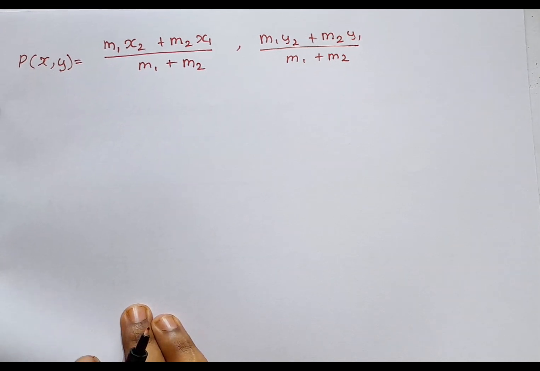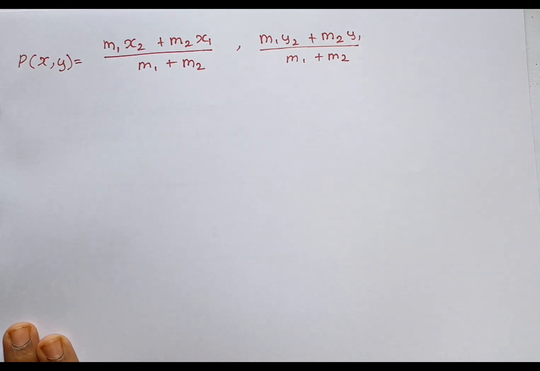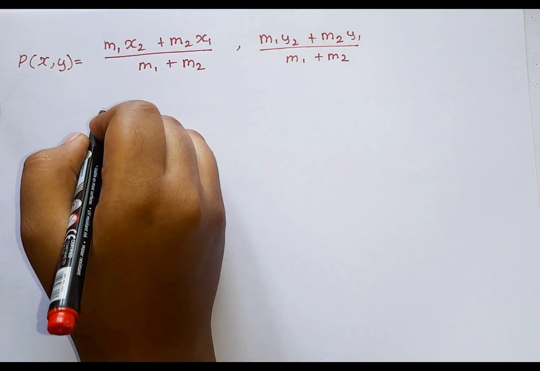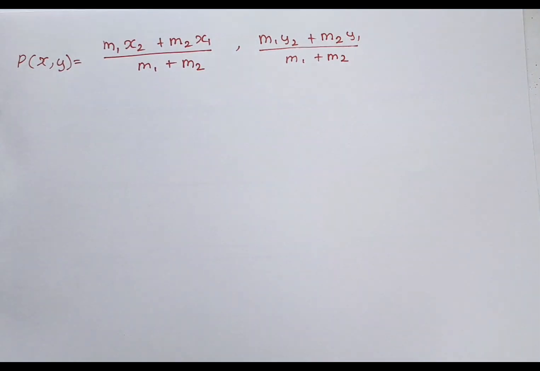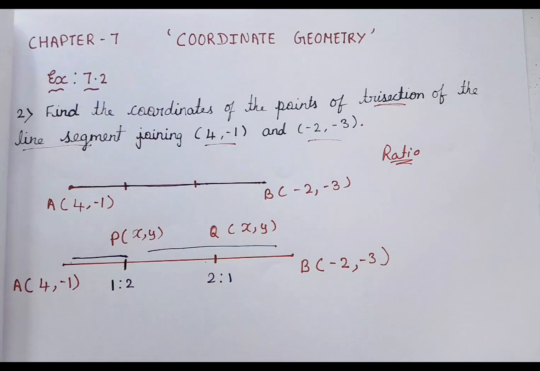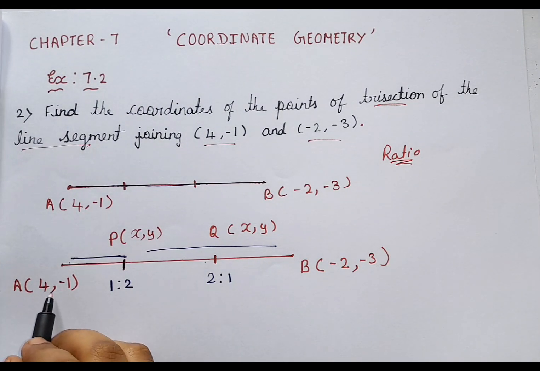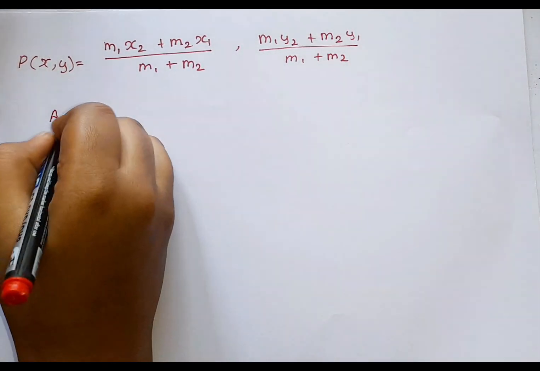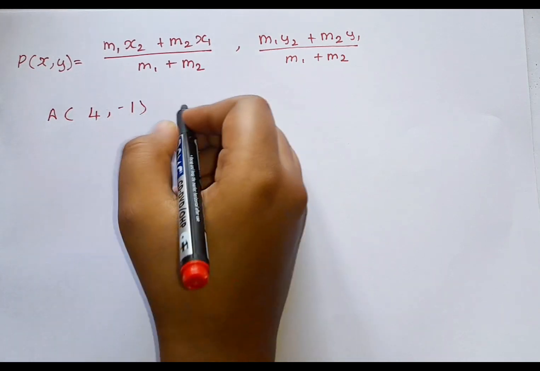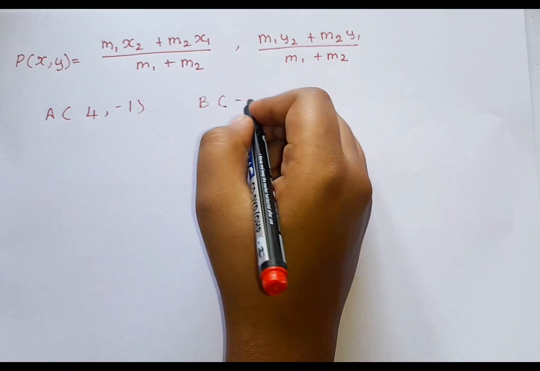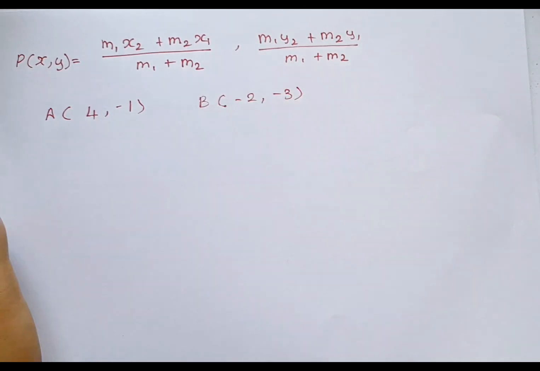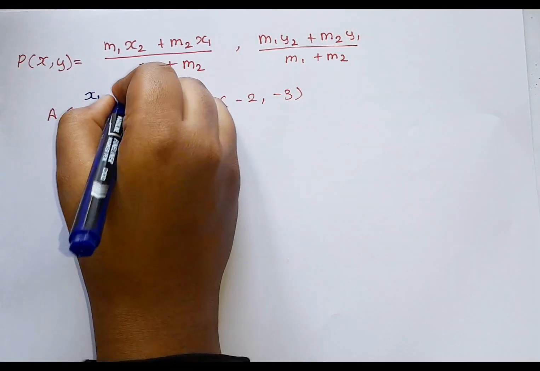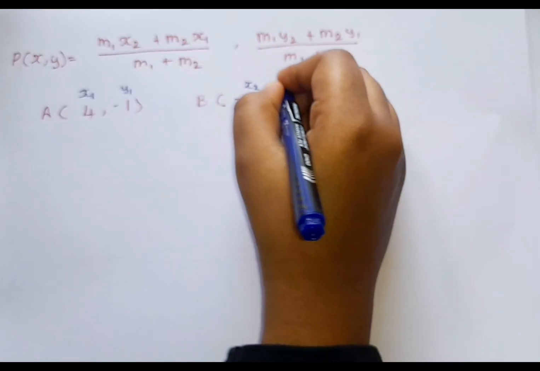Now, no doubt, right? Let us solve it. Before solving, we need the x1 value, x2 value, and so on. According to the question, A is (4, -1) and B is (-2, -3). Let me write it: A is (4, -1) and B is (-2, -3). In these two points, this is going to be x1 and this is y1, and this is going to be x2 and this is y2.